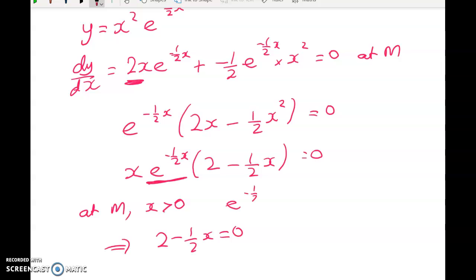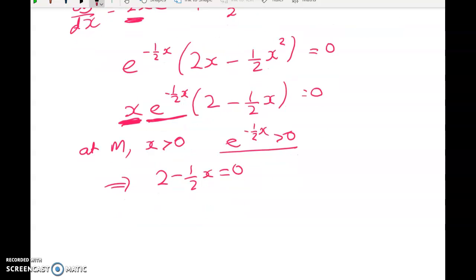And e to the negative 1/2 x is always greater than 0. So that's why we can't have this one being the solution. This is giving us a minimum. So that gives me x is equal to 4.